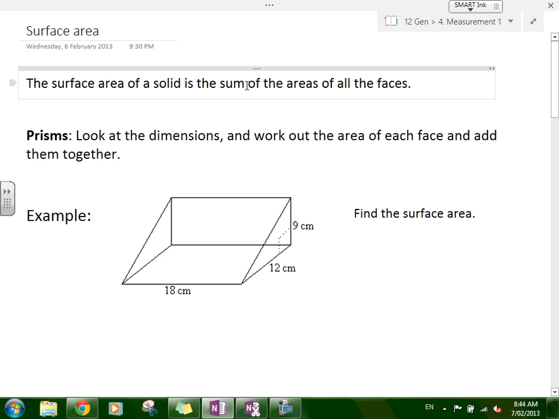So when we do the exercise, I'm not going to do an example of that, because we've done it before. I did want to do an example of a couple of others. So we've got a triangular prism here, and we need to work out its surface area. So let's go ahead and do that.